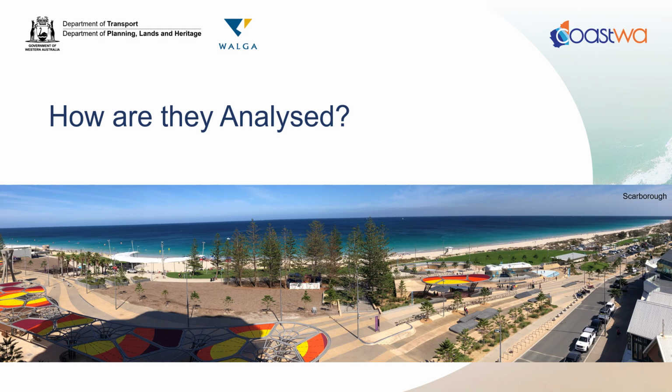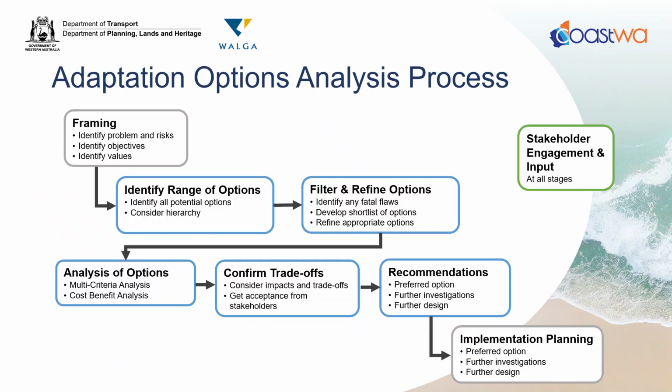So how do we analyse these various options and compare between them? Well, stepping back to the adaptation options analysis process, which we presented earlier, we framed the problem or the risks at our site, identified the values and objectives. We've now identified a full range of options and we've started to filter and refine between those options. So what we want to do now is further develop a shortlist of options and refine those options, and then complete the analysis and comparison through items such as a multi-criteria analysis or cost-benefit analysis.